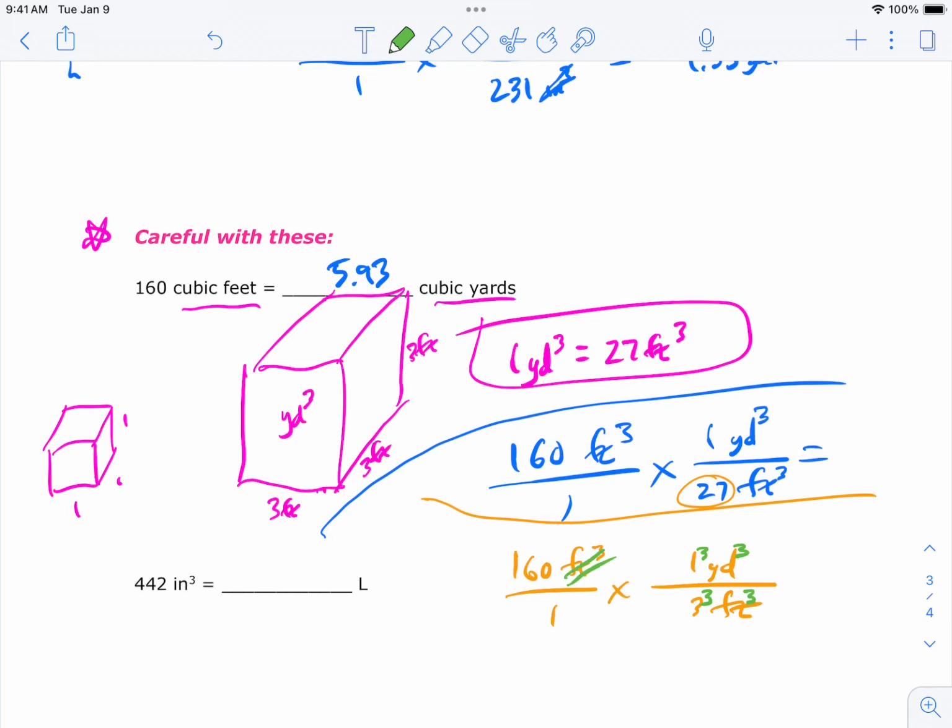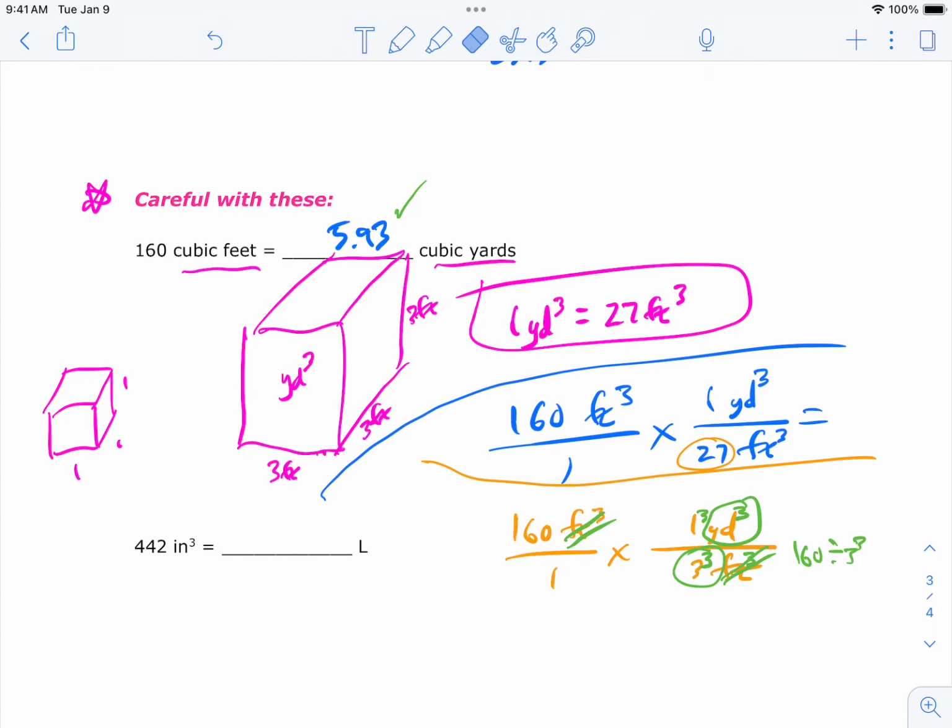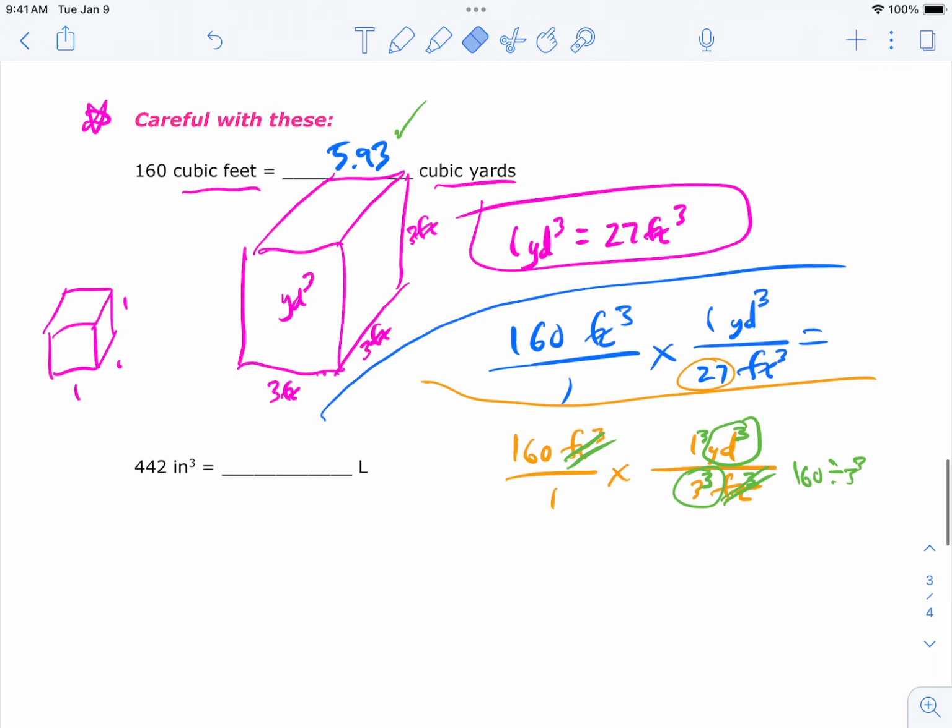So now I can cancel cubic feet with cubic feet. 1 cubed, of course, is still a 1, but I'm left with yards cubed, which is what I wanted, cubic yards. And this 3 cubed, of course, is a 27. So you could say 160 divided by 3 cubed, and you get exactly the same answer, 5.93 cubic yards. Okay, you will see me do that from time to time, and so I wanted to introduce that idea. Come to think of it, I might be doing it on this problem.